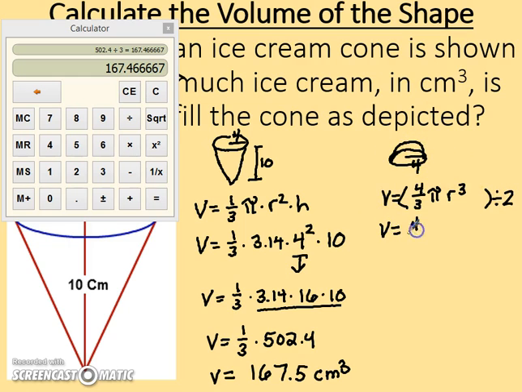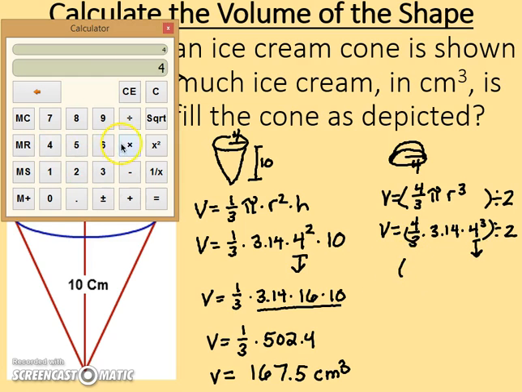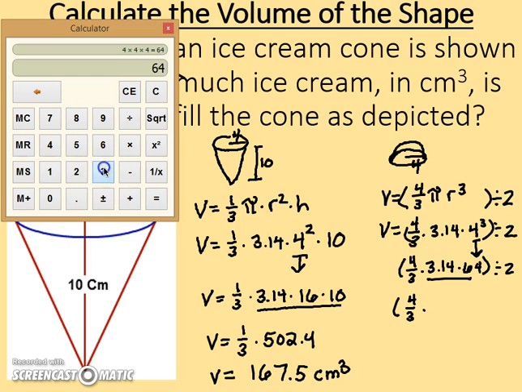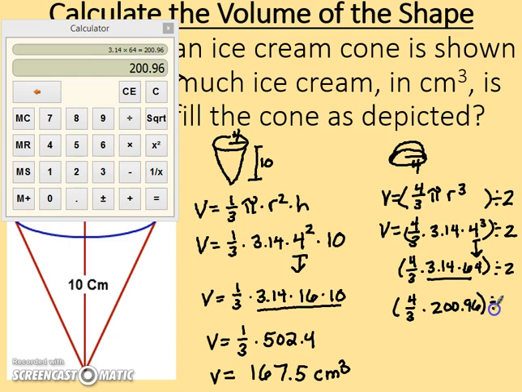So volume is 4/3 times pi, which is 3.14, times the radius, which is 4 cubed, but then I'll be dividing it by 2 because it's half a sphere. Do the exponent first. 4 cubed is 4 times 4 times 4, which is 64. So we have 4/3 times 3.14 times 64. And remember, we'll be dividing by 2. So I'm going to do this part next. 4/3 times 3.14 times 64, which is 200.96, but then I'll be dividing it by 2.